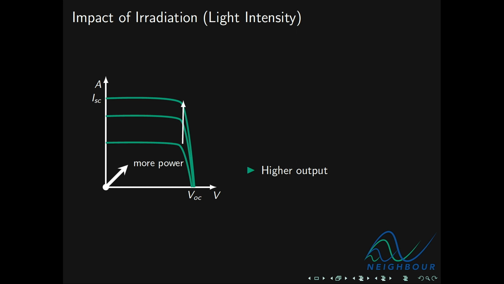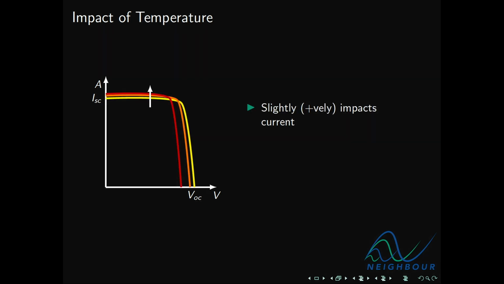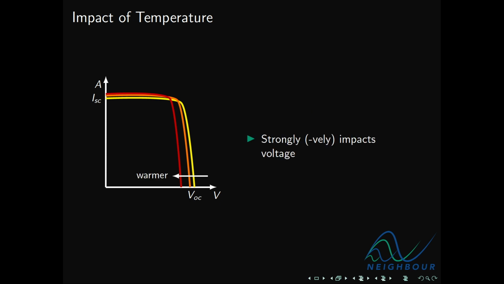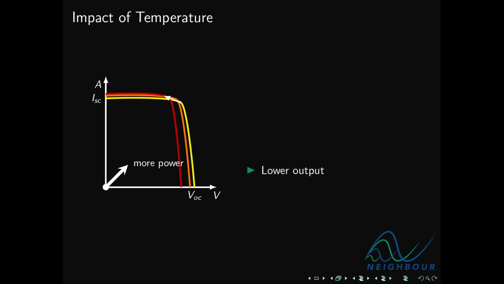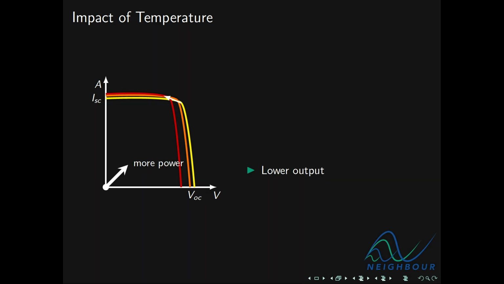No surprise there. Temperature also plays a considerable impact on PV performance. The warmer it is, the higher the short circuit current is going to be, but the much lower the voltage is going to be. And overall, at higher temperatures, the maximum power point shifts more to the left than it does upwards. Therefore, it is approaching the origin. Therefore, higher temperatures lead to lower outputs.